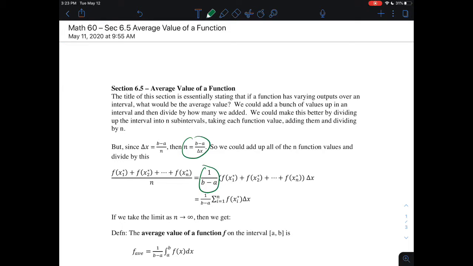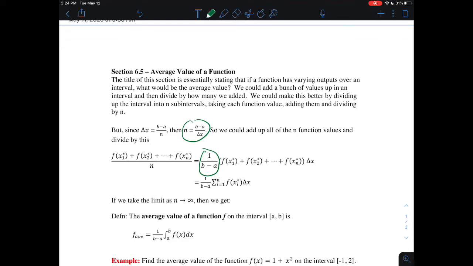We can then factor out the 1 over b minus a and use sigma notation for the sum of all of those function values. So really this average just looks like 1 over b minus a times sigma, where we're adding from i equals 1 to n of the f of x sub i star values, and then delta x. If we take the limit of this expression as n goes to infinity, then we get the definition.